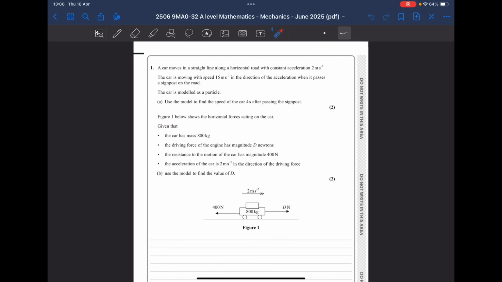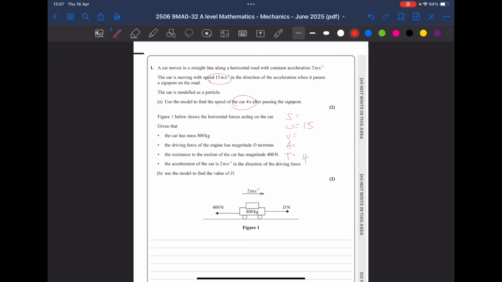So in this case, what's actually going on: horizontal road, constant acceleration of 2, which is drawn on there. It's got a speed of 15, again horizontal, and it's modeled as a particle. We want to find the speed 4 seconds after passing the signpost. So constant acceleration, that tells us SUVAT. So S, U, V, A, and T. Time was 4 seconds. The speed initially was 15.